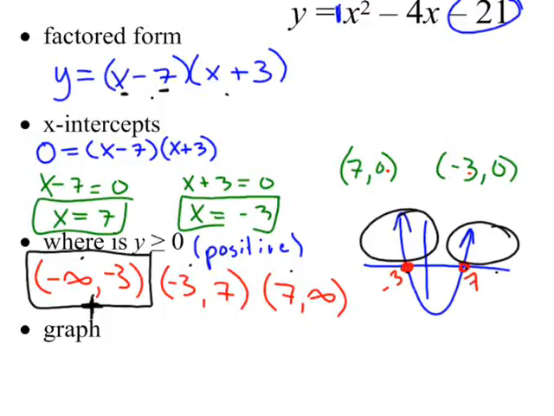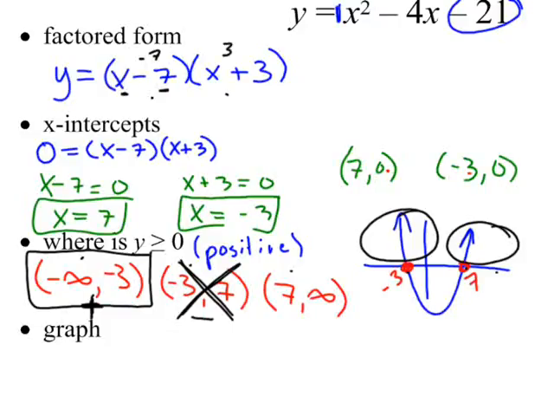If I pick a number between -3 and 7, say 0, and you put 0 in there, you have a -7 times a +3, and if you multiply those together, you get -21, which is a negative number. Therefore, if y is negative, it's clearly not positive, so that interval does not count as being y is greater than 0.